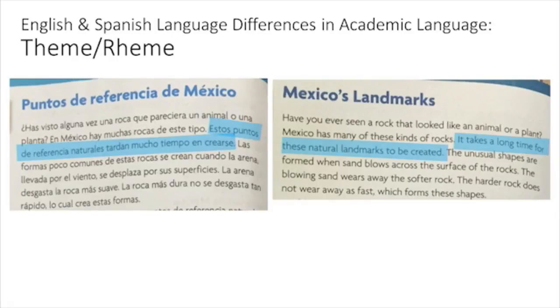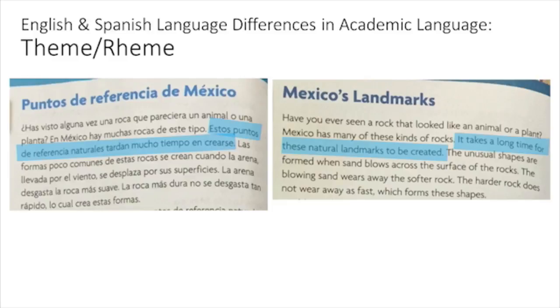Another example of differences is theme and rheme, or the provision of new information versus given information, also the relationship between the phrases within a sentence. What we notice is that there is more variability in Spanish with the order of processes, participants, and circumstances or adverbial groups. Here's an example. The English on the right-hand side says, it takes a long time for these natural landmarks to be created. And the Spanish says, estos puntos de referencia naturales tardan mucho tiempo en crearse.